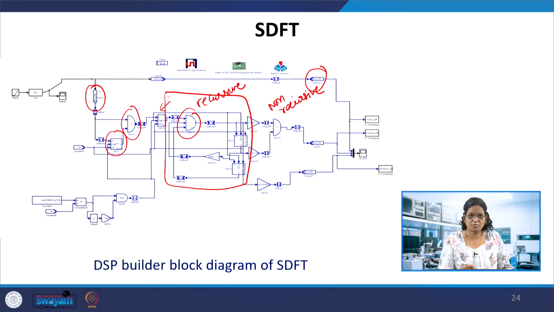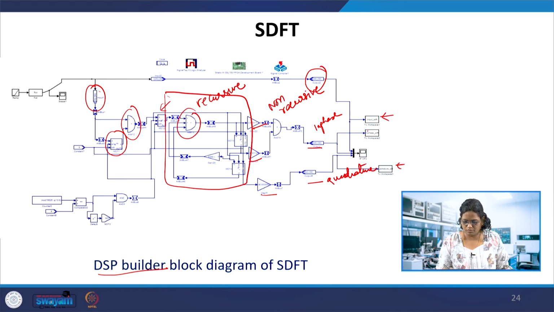If you compare this with the Simulink diagram which we had done in the SDFT, we would like to introduce these blue blocks now instead of the black ones. Now it is changed to the blue blocks using this DSP Builder. The gains used over here and the outputs here: this is the in-phase component, and this is the quadrature phase component.